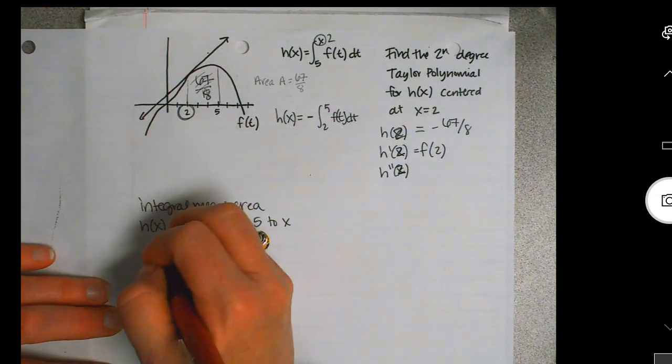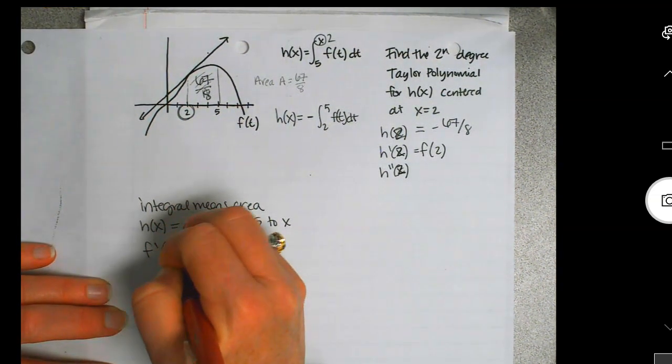So second, you need to remember that f prime of t equals h of x.